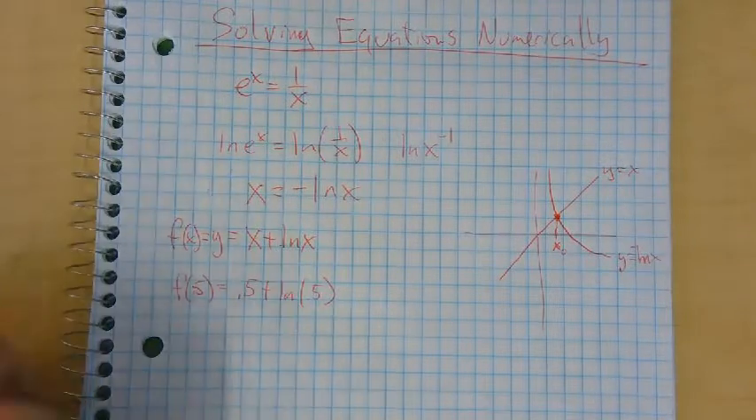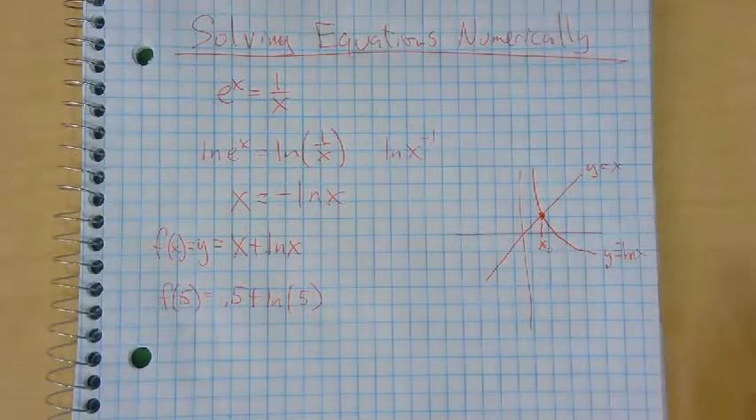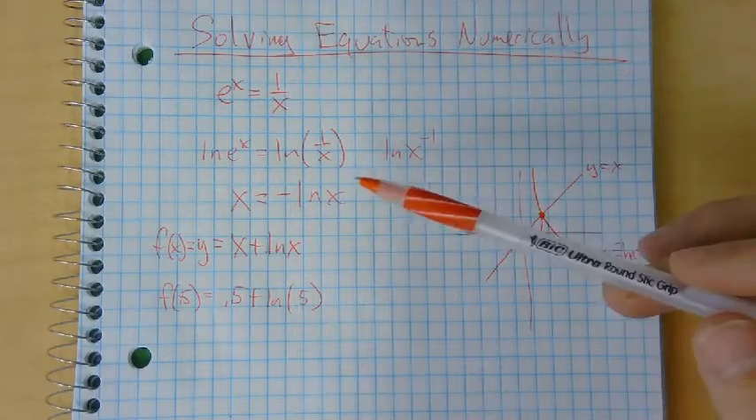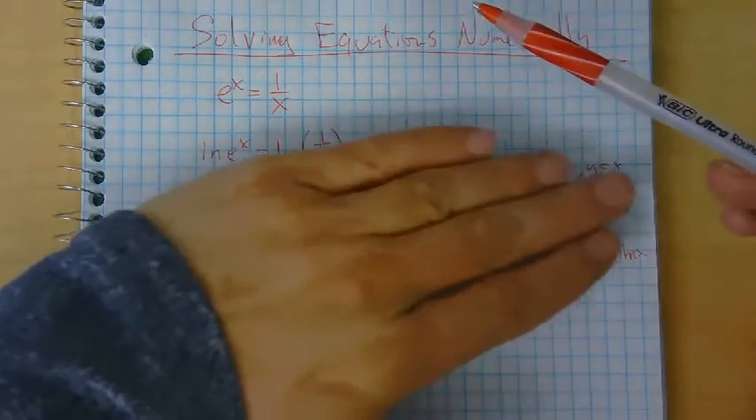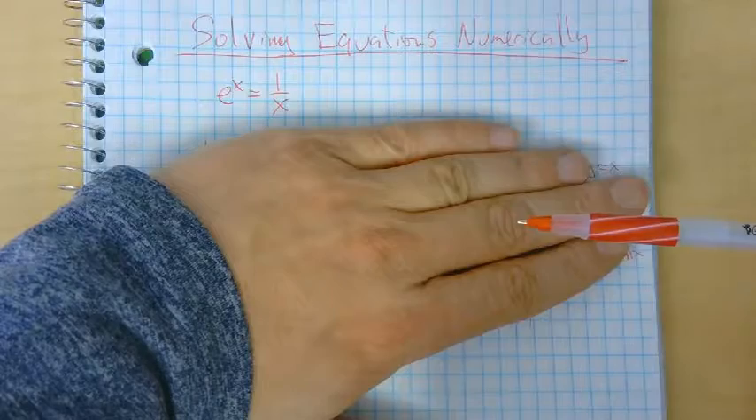Good morning. So this whole next unit is about solving equations numerically. And what that means is solving equations in cases where I can't necessarily just get an x by itself. All right, here's what I mean by that. Let's say I started out with this equation up here, this e to the x equals 1 over x.